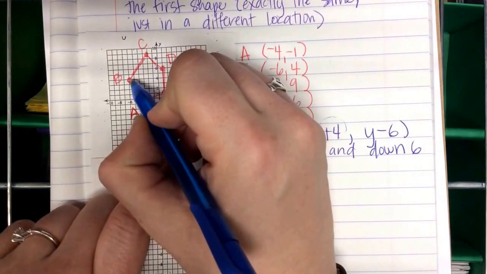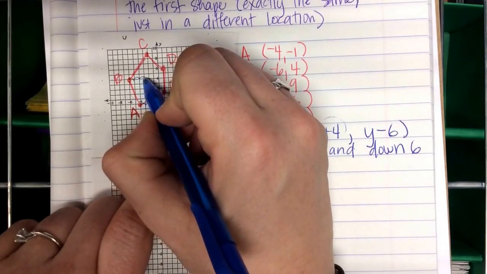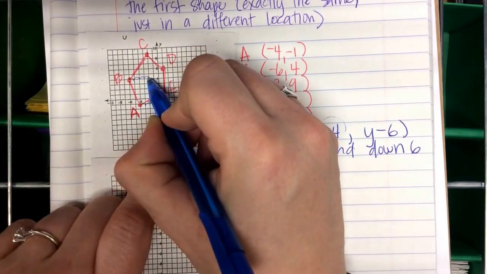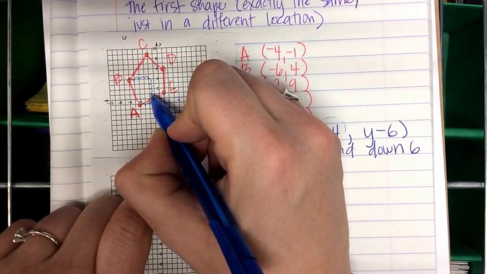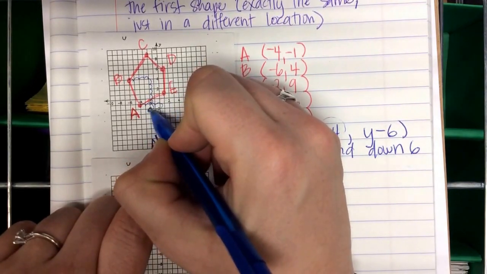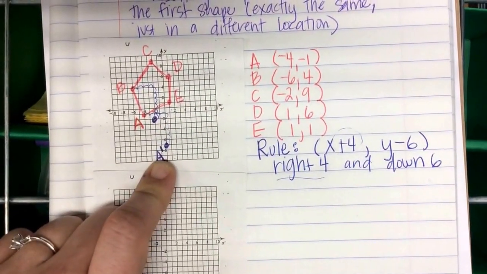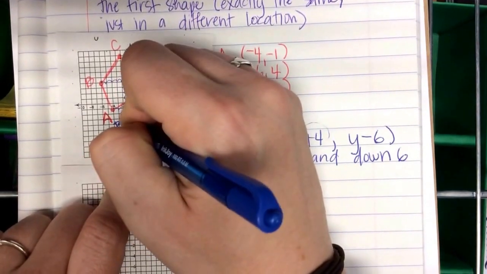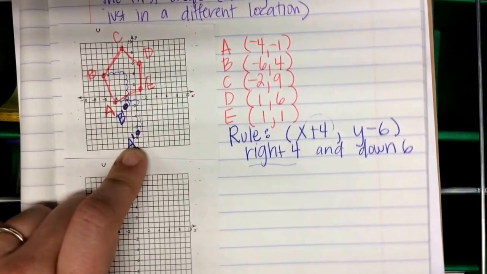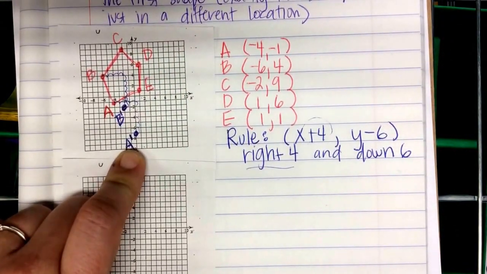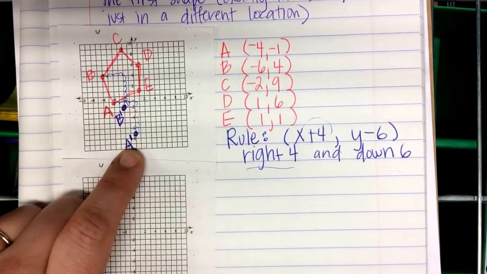I'm going to do the same thing for B. Go to the right 4 and down 6. And that is the duplicate of B. I've translated it. I've moved it. I've changed its location.